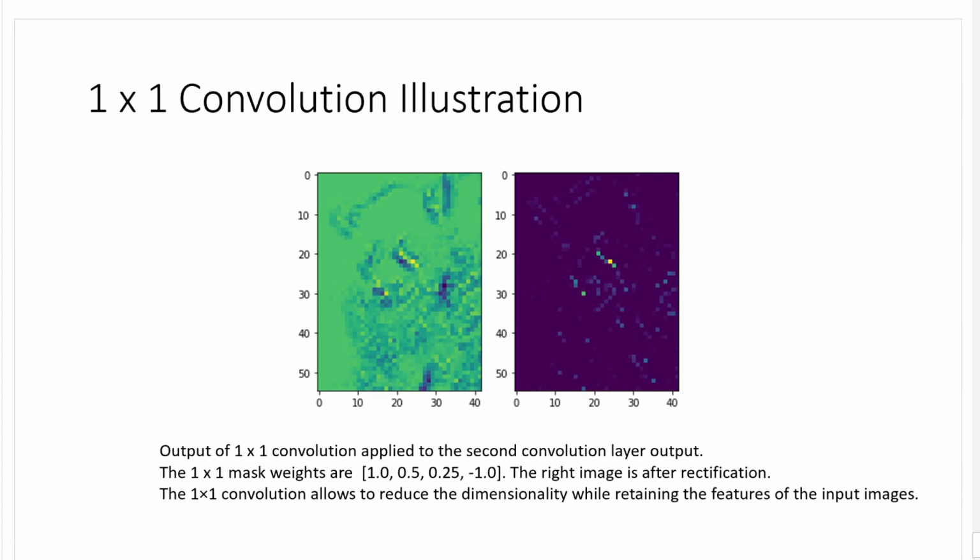So the main thing about 1 by 1 to remember is that 1 by 1 convolution allows us to reduce the dimensionality while retaining the features of the input images. So that's the most important characteristic or advantage of using 1 by 1 convolution.